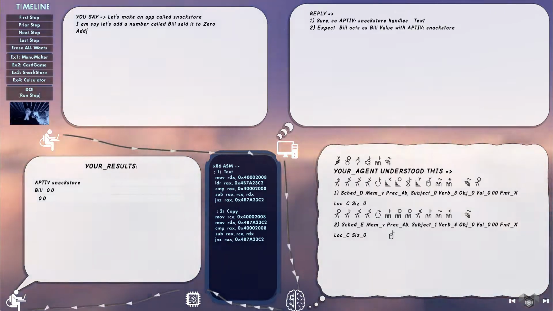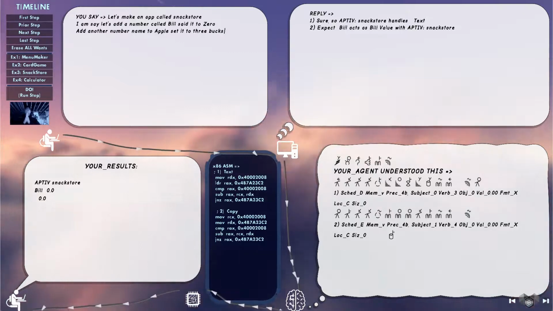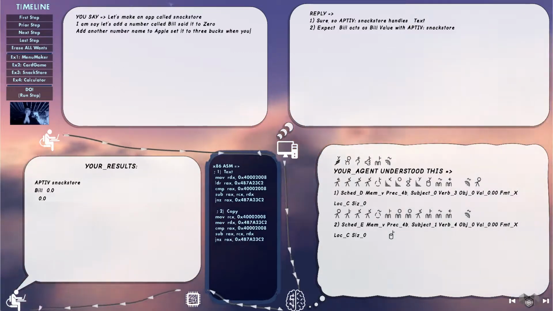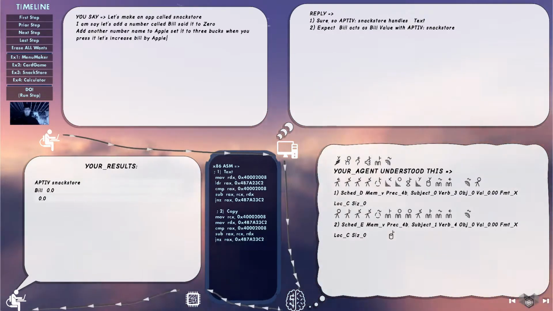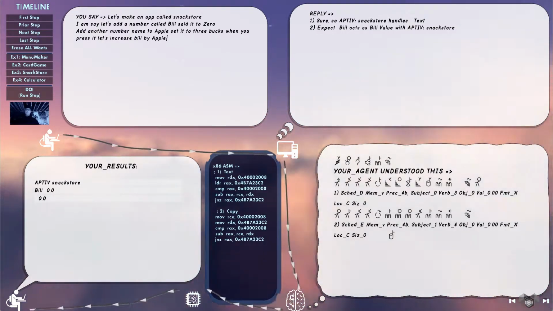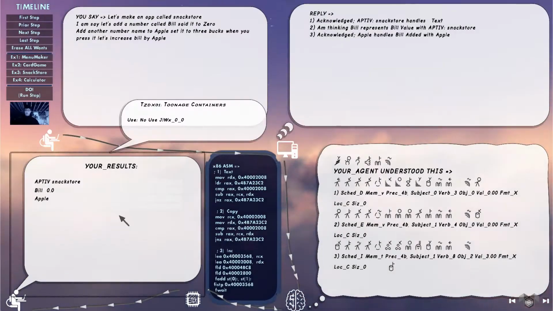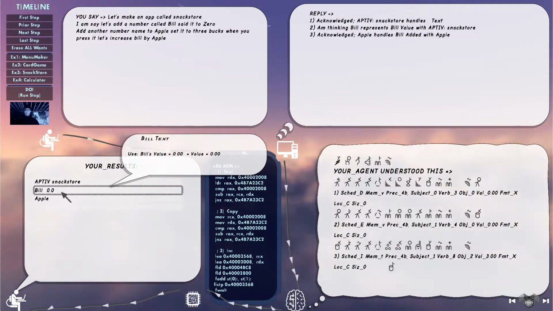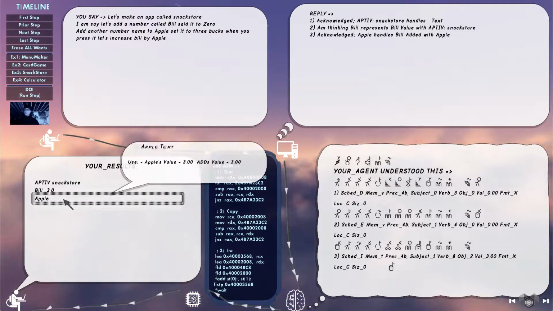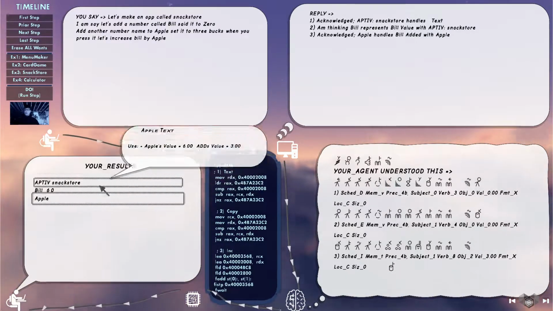Add another number named Apple. Set it to, what do you say, $3. When you press it, let's increase bill by Apple. So let's just test that down here. If I press Apple, it says over here, add the value. Here's bill. All right, let's see what happens. Yep, bill went up by 3. And again, okay, so $6, 2 apples.